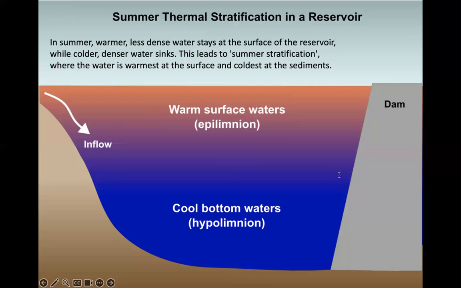Here I am showing a cross-section of a reservoir, from the surface to the bottom. The dam is shown in gray on the right. The inflow stream is indicated on the left. The brown area under the reservoir represents the sediments at the bottom of the reservoir. In summer, warmer, less dense water stays at the surface of the reservoir, while colder, denser water sinks. This leads to summer stratification, where the water is warmest at the surface and coldest at the sediments.